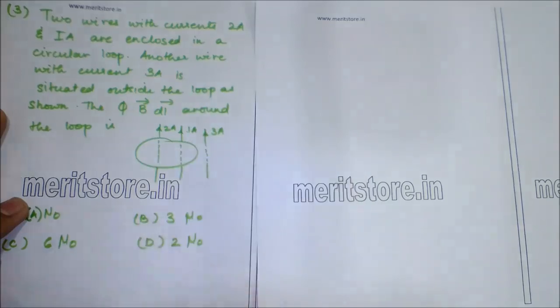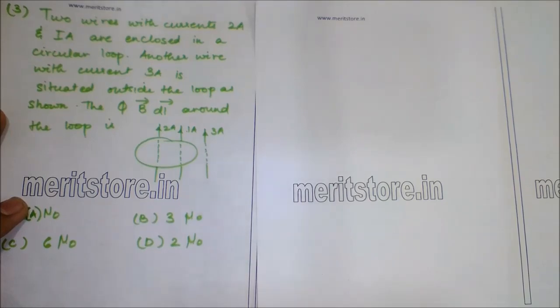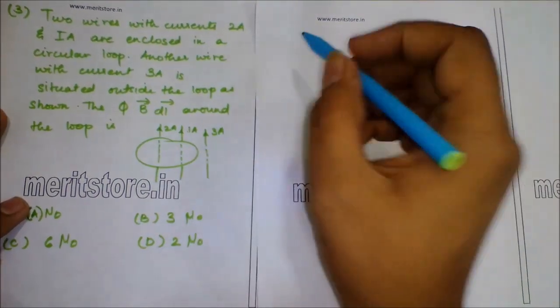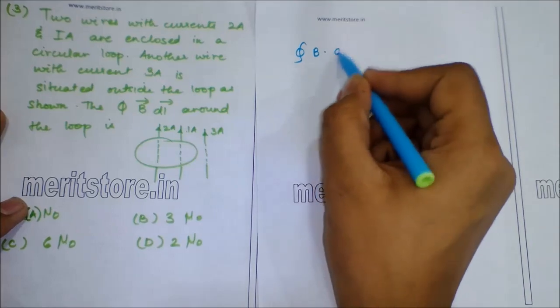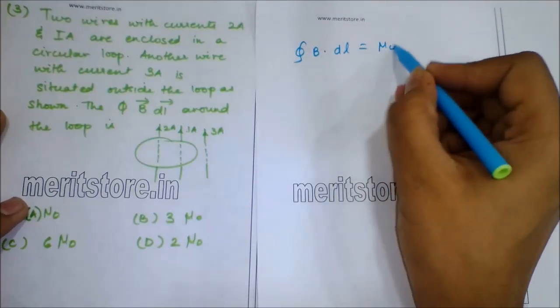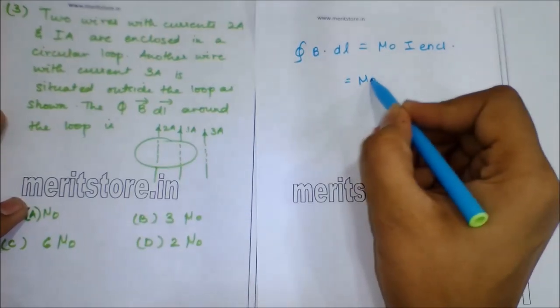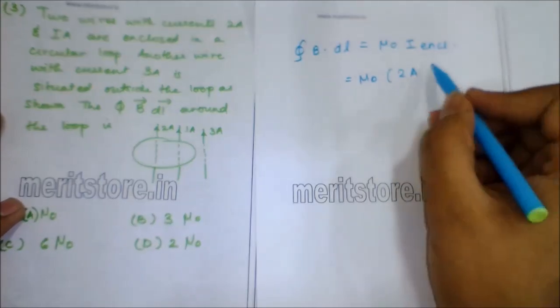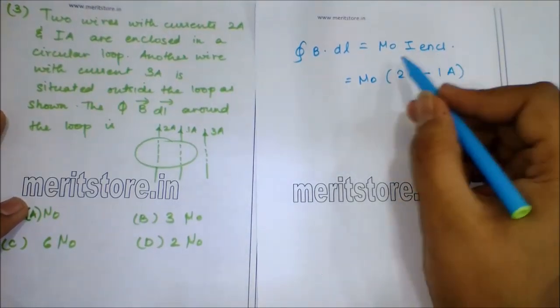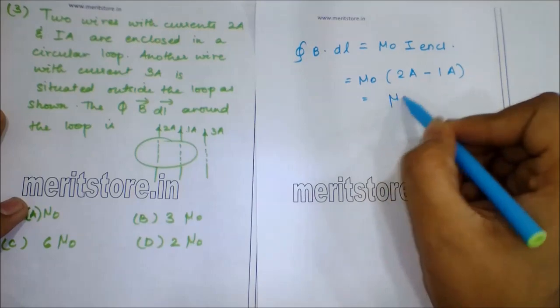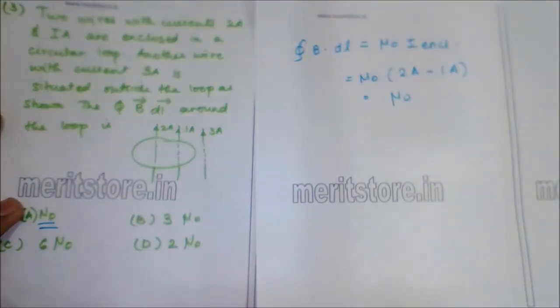Question number 3. Two wires of current 2 ampere and 1 ampere are enclosed in a circular loop. Another wire with current 3 ampere is situated outside the loop as shown. The closed integral of B dot dl around the loop is. Now, as we know, according to Ampere's circuital law, the closed integral of B dot dl is equal to mu 0 I enclosed, which is equal to mu 0 into (2 ampere minus 1 ampere), that is the current enclosed, which is equal to mu 0. So option A, mu 0, is the correct answer.